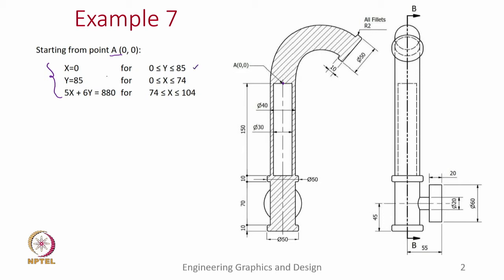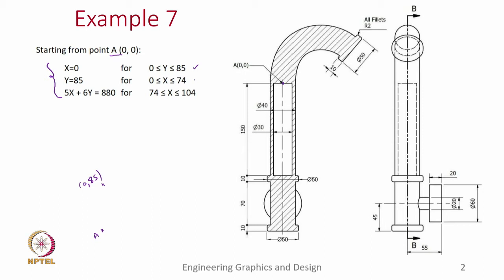The first equation says x is equal to 0 between y varying between 0 and 85. So, let us say this is point A, the first one is vertical because the x coordinate is constant at 0 and the y coordinate ends at 0 comma 85.